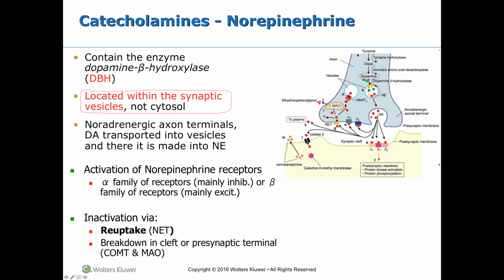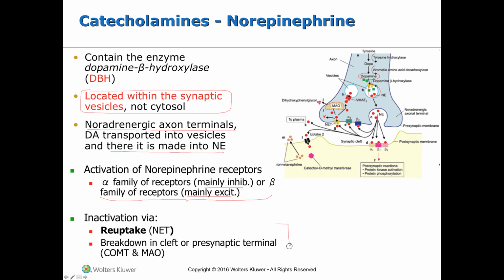So in noradrenergic axon terminals, dopamine is transported into vesicles through VMAT, and in there, it is made into norepinephrine. There are 2 different subclasses of norepinephrine receptors: alpha and beta. The alpha family of receptors are mainly inhibitory, and the beta family are mainly excitatory. If norepinephrine binds to alpha receptors on a postsynaptic cell, there will be inhibitory roles. If it binds to beta receptors, it's going to have an excitatory effect.